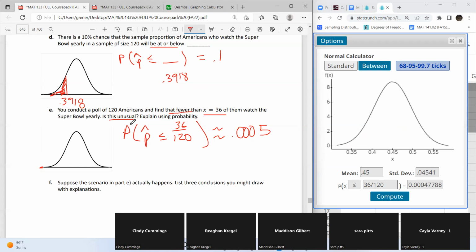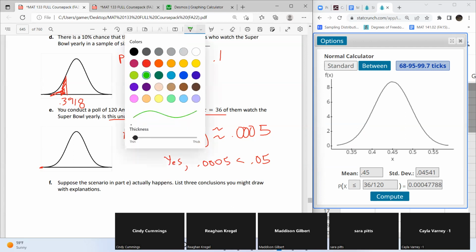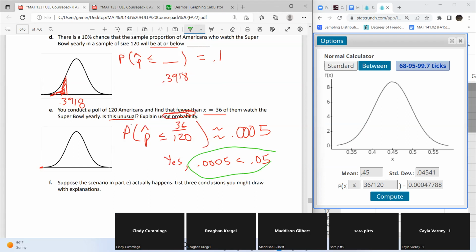Yes, it's 0.05%, which is less than 5%. Good, yes. Why? Because this is a bunch smaller than this. Good, good. When it says explain using probability, that's what we mean. This statement is the explanation using probability, because this number is what you might call the fence line for unusual.